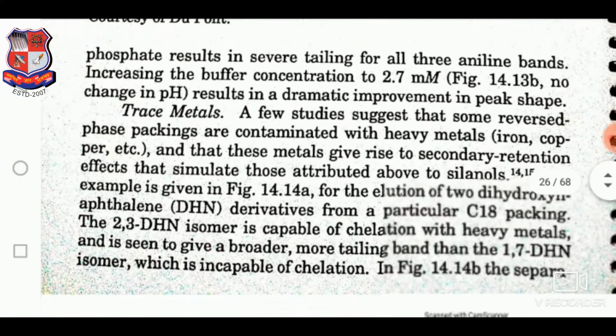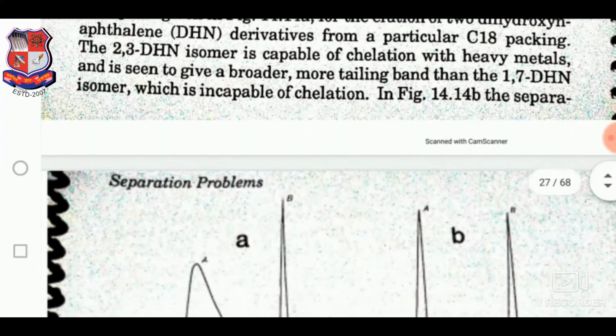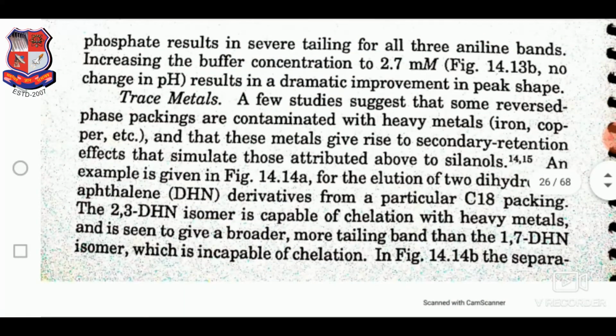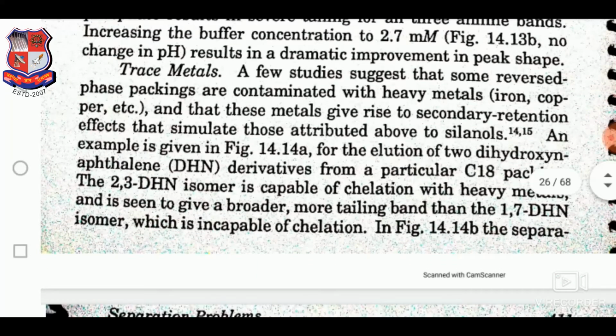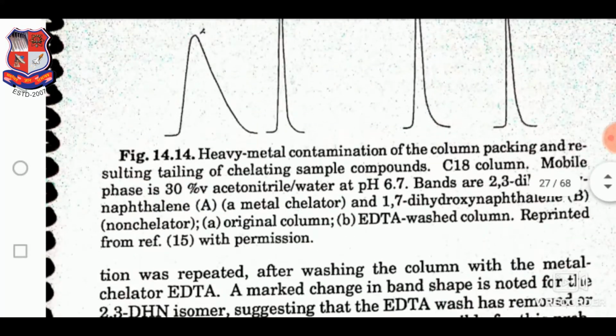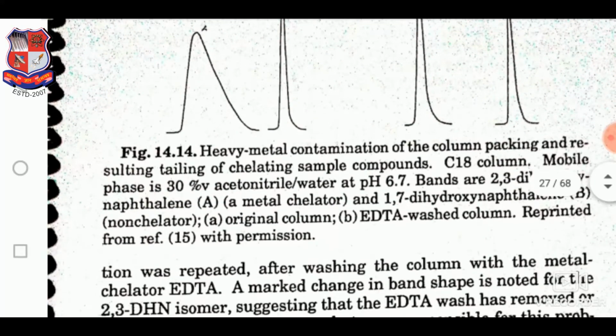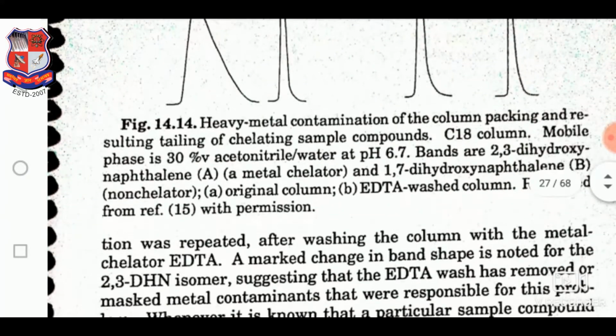For the secondary retention, trace metals in the reverse phase packing are also observed. Heavy metals like iron, copper, etc. give rise to the secondary retention. This is heavy metal contamination of the column packing. These are the possible chromatograms.